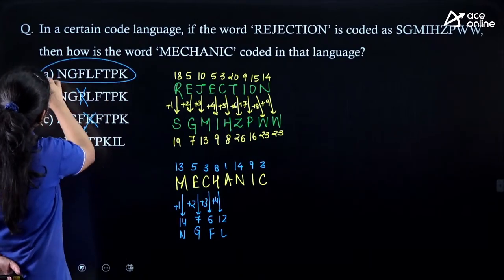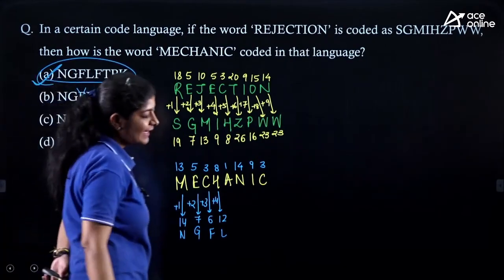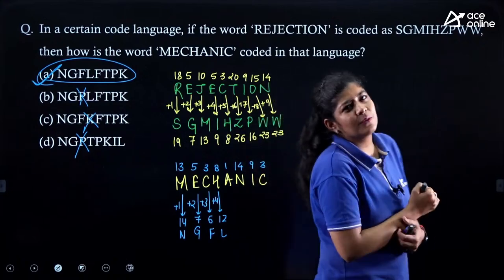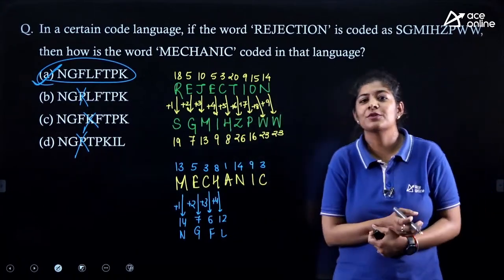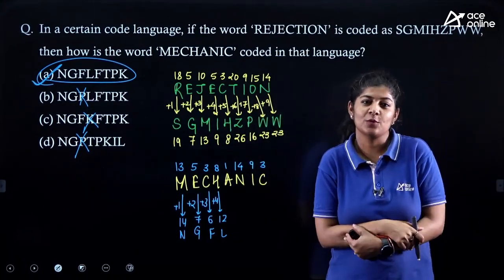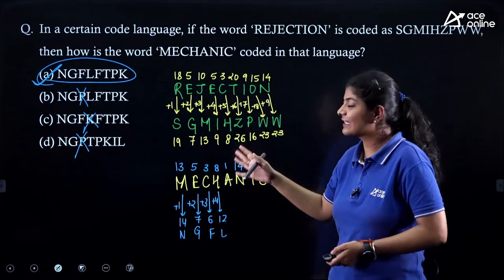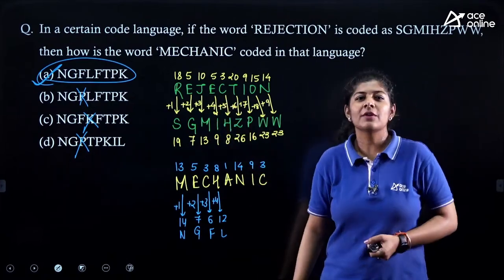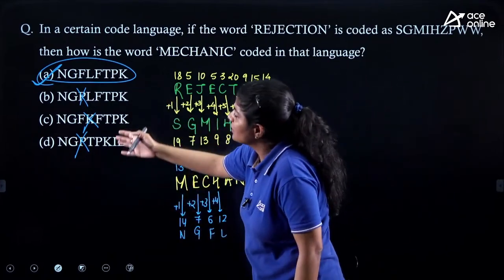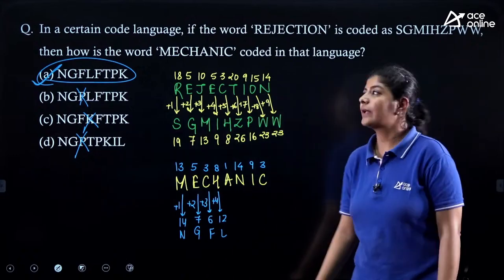Option number A is the correct one. Through this, you can easily identify the correct option even without solving the whole question. Whenever you are having these kinds of logics, you can easily eliminate options and you can get your correct one.